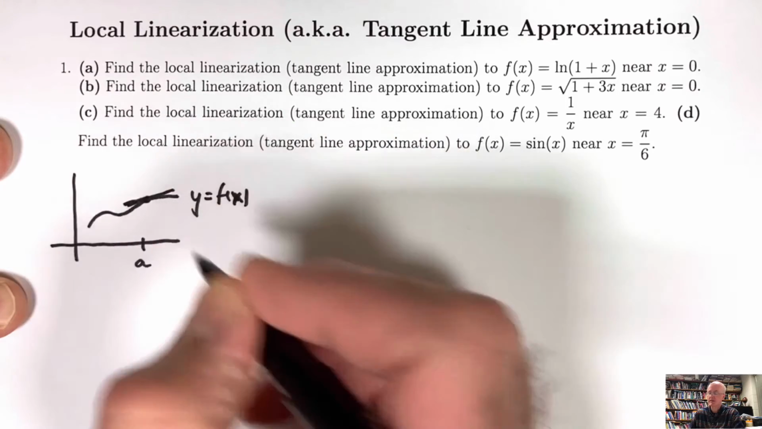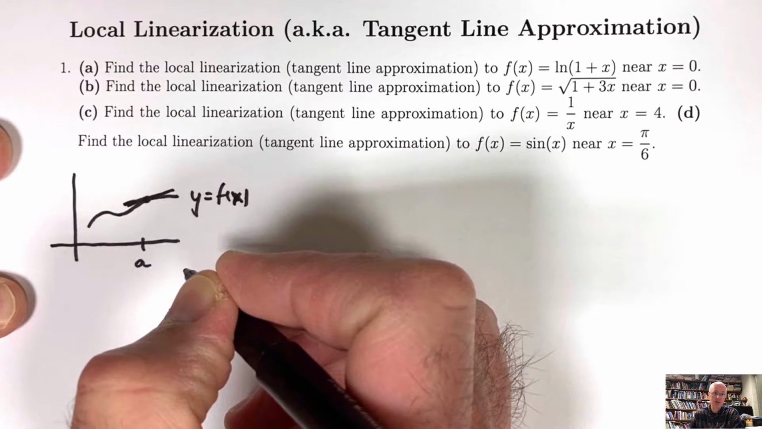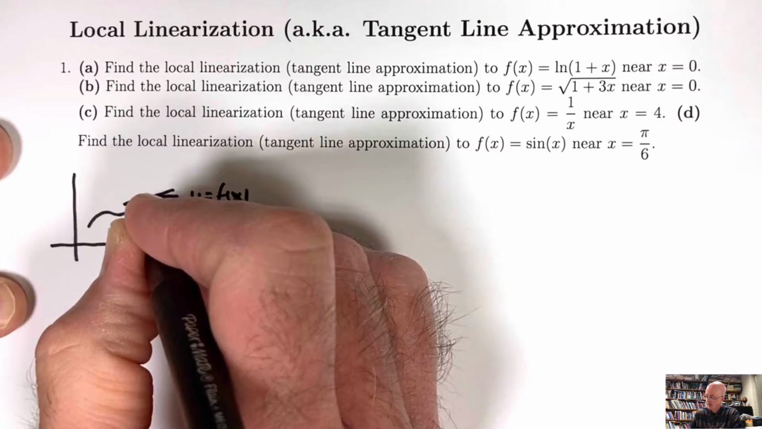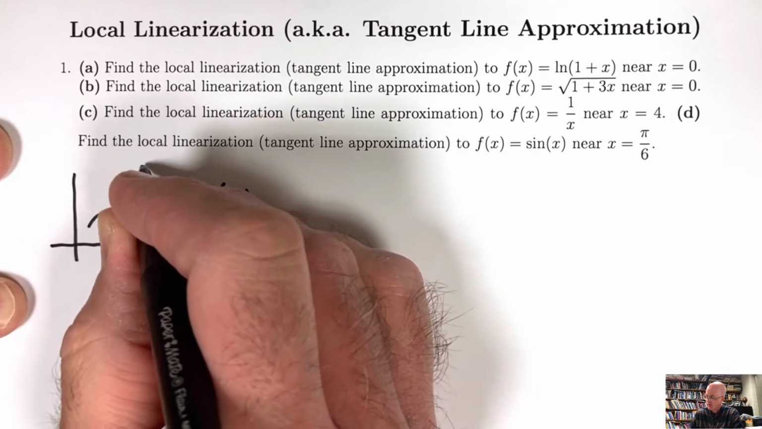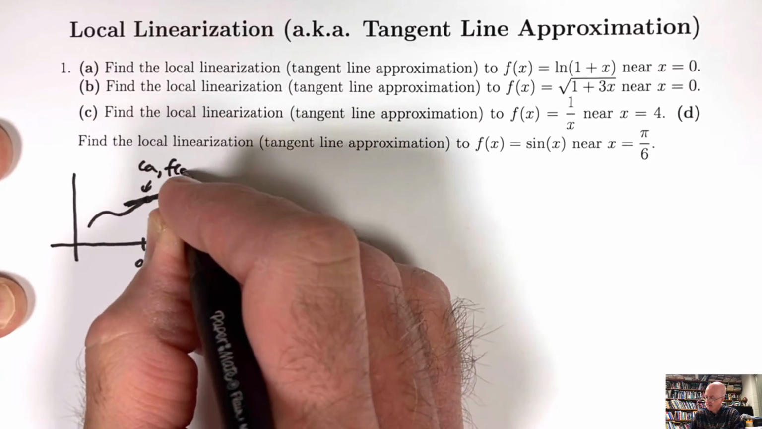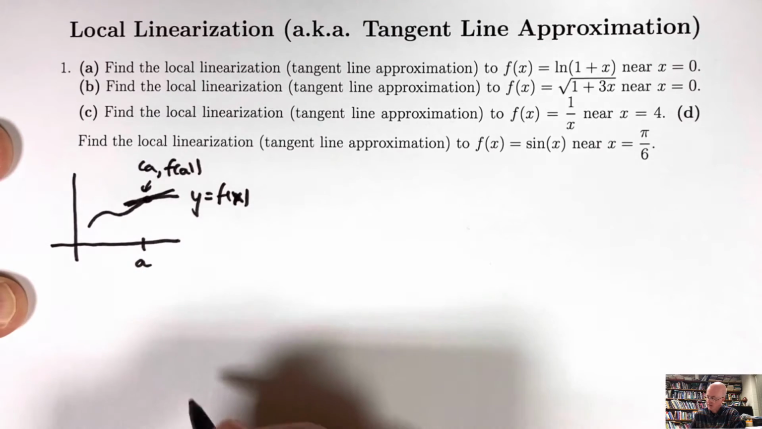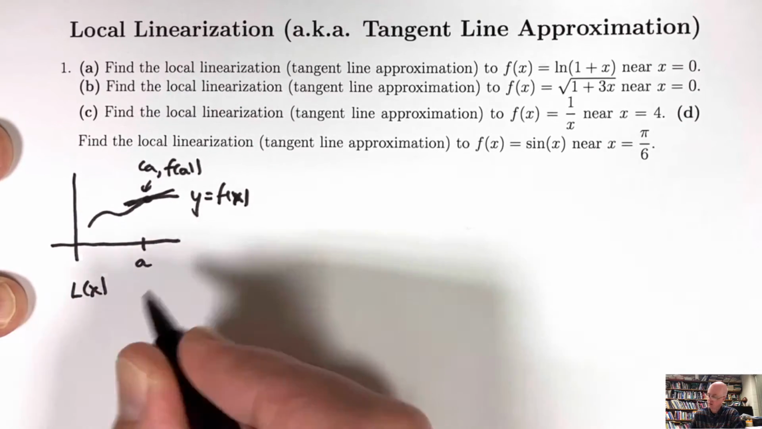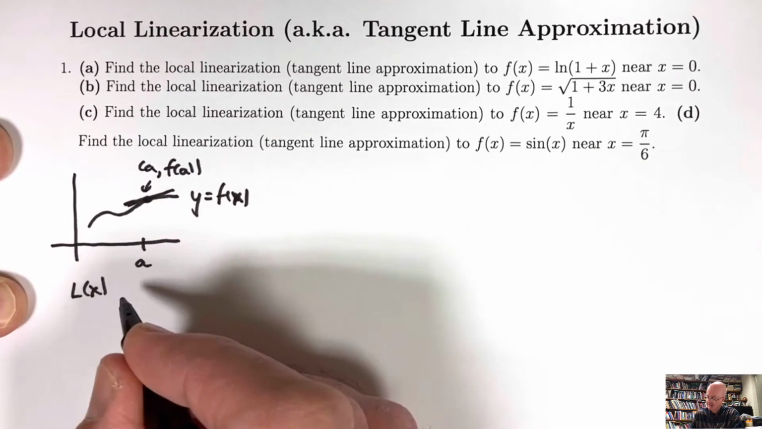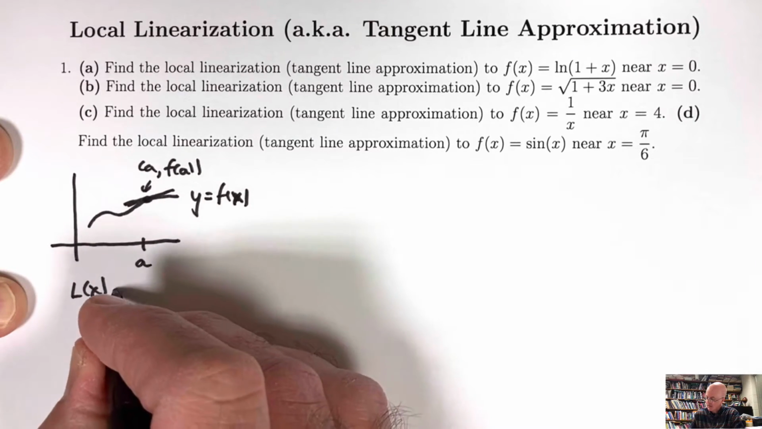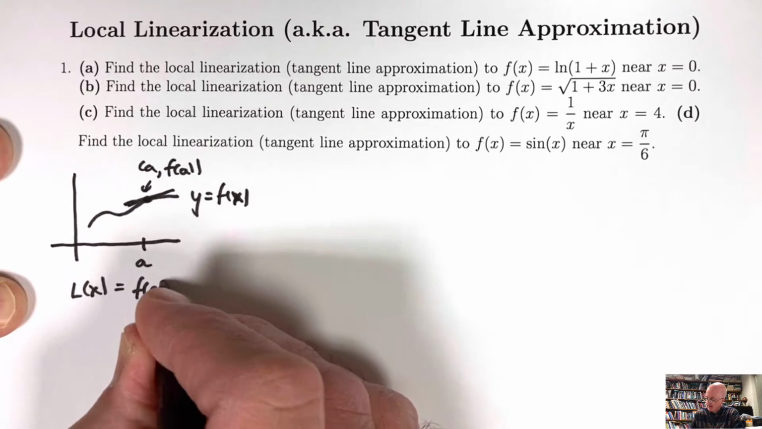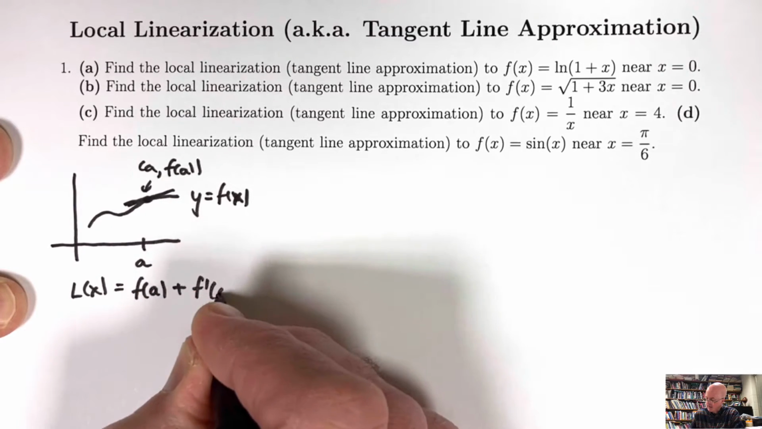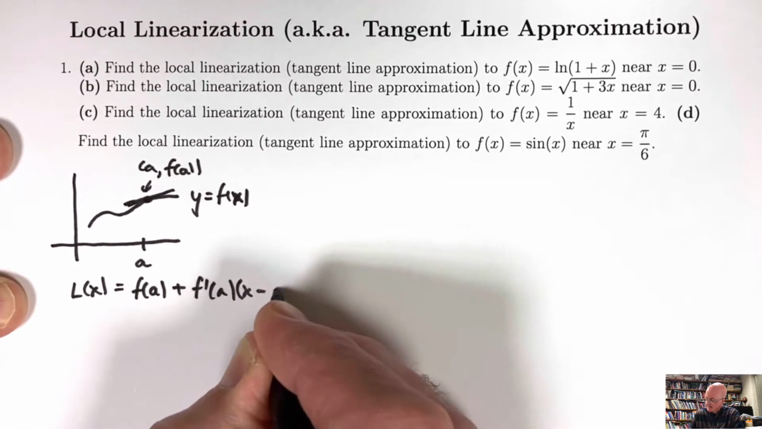We know the slope of the tangent line is f prime of a, the derivative of f at a, and we also know it goes through the point whose coordinates are a comma f of a. Using that information, we can come up with our local linearization formula. We can call the linear function whose graph is this tangent line L of x, L for linear, and it's going to be f of a plus f prime of a times x minus a.